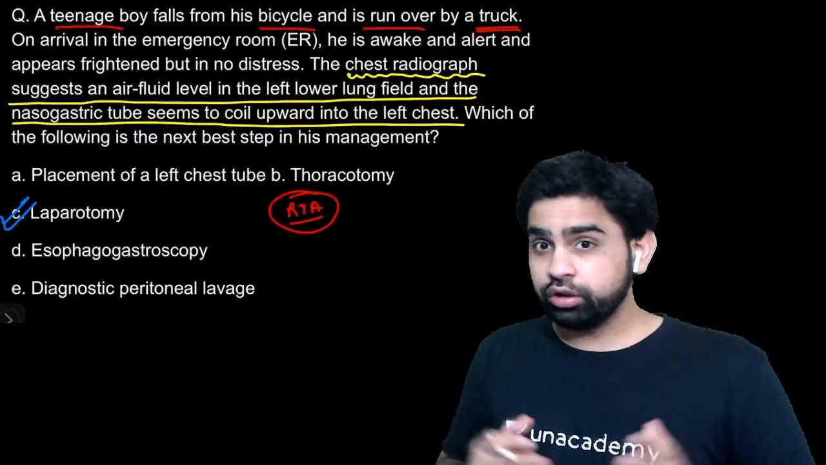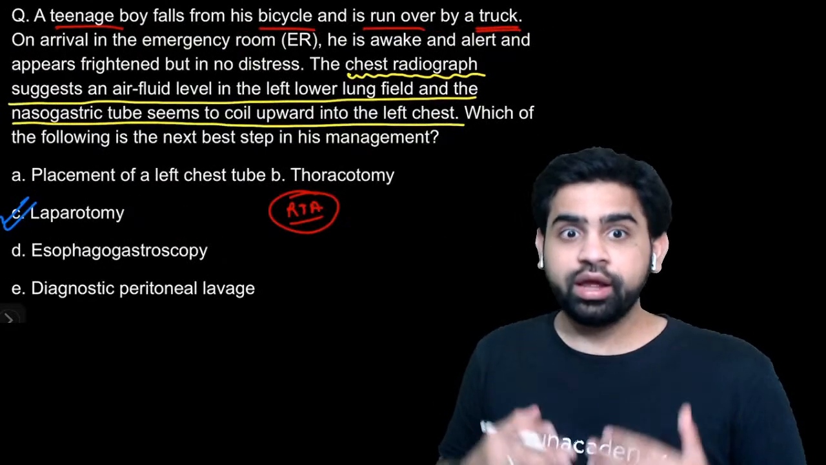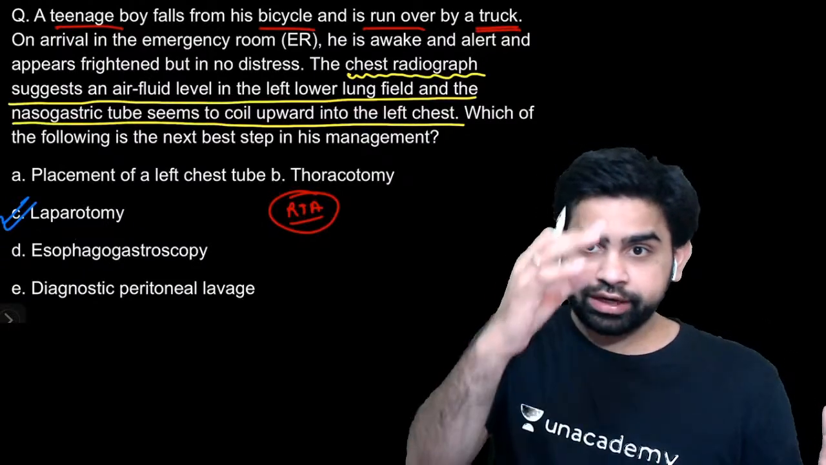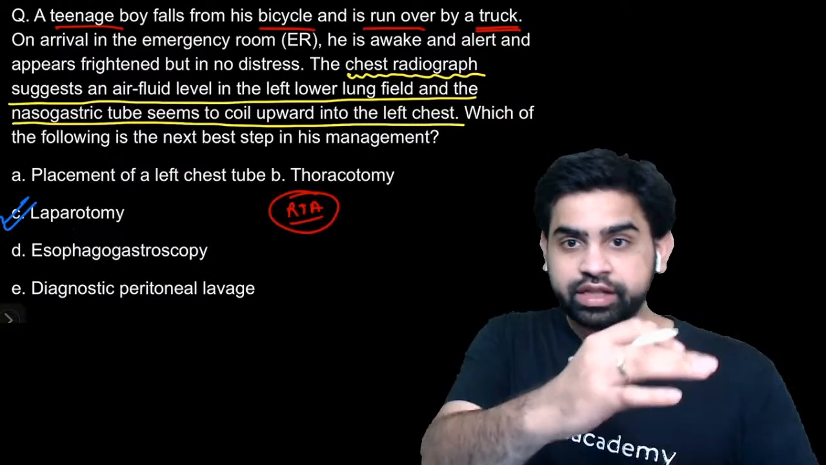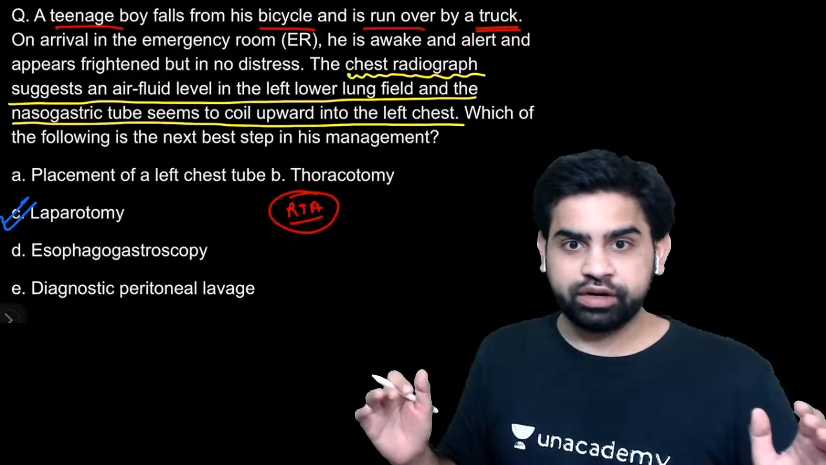So if there's a diaphragmatic rupture, what do you need to go for? You need to go in for a laparotomy. You need to take the intestines and everything down into the abdomen and close the defect. Why?